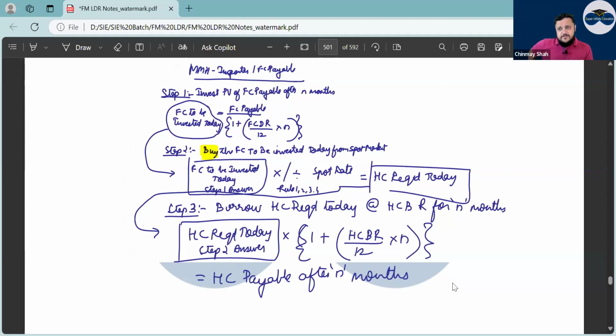FC payable divided by 1 plus FCDR by 12 into N, as you are going to invest. That is the foreign currency to be invested today. Buy the foreign currency to be invested today. Now you don't have that foreign currency to invest, right? So you go and buy the foreign currency. For buying the foreign currency, you require home currency. You don't have the home currency, correct? So you go and borrow the home currency. That is how things work out. Makes sense. IBB, invest, buy, borrow.